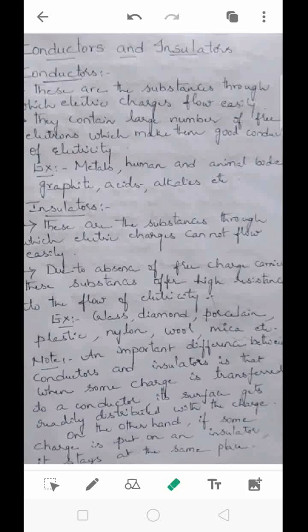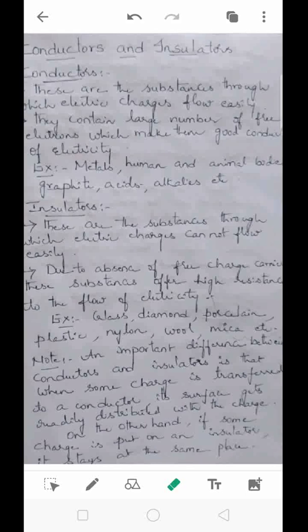But in the case of insulators, when a few charges are present on the surface of an insulator, they will not move, and wherever they are present, they will stay in that particular place. So there won't be any ready distribution of charges in the case of insulators. But in the case of conductors, they will get readily distributed. Right? So this is the main difference.